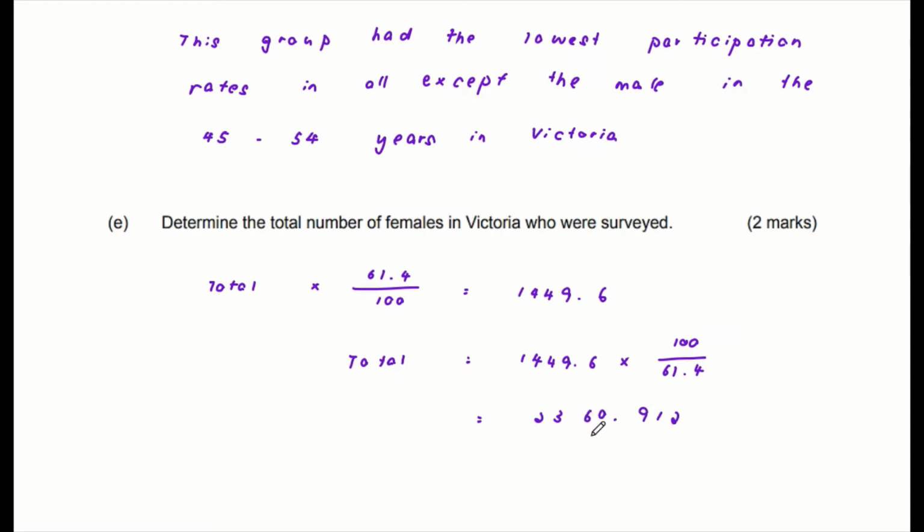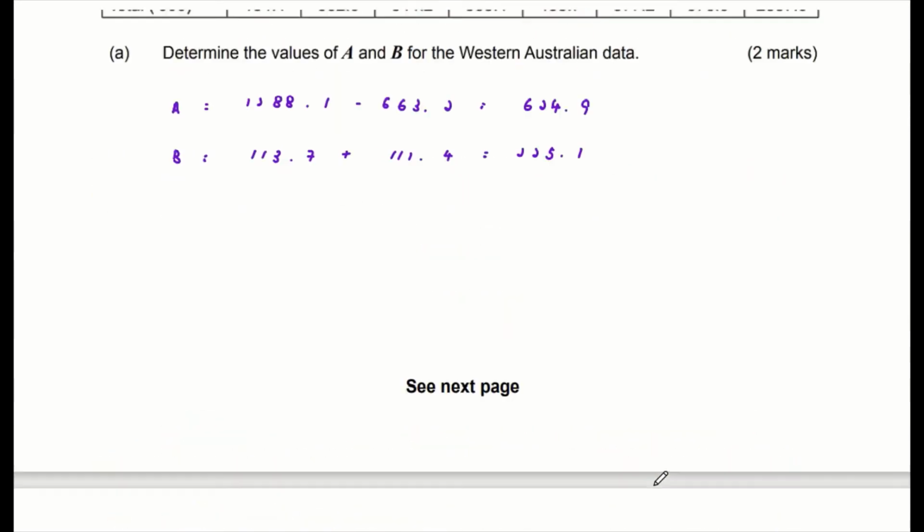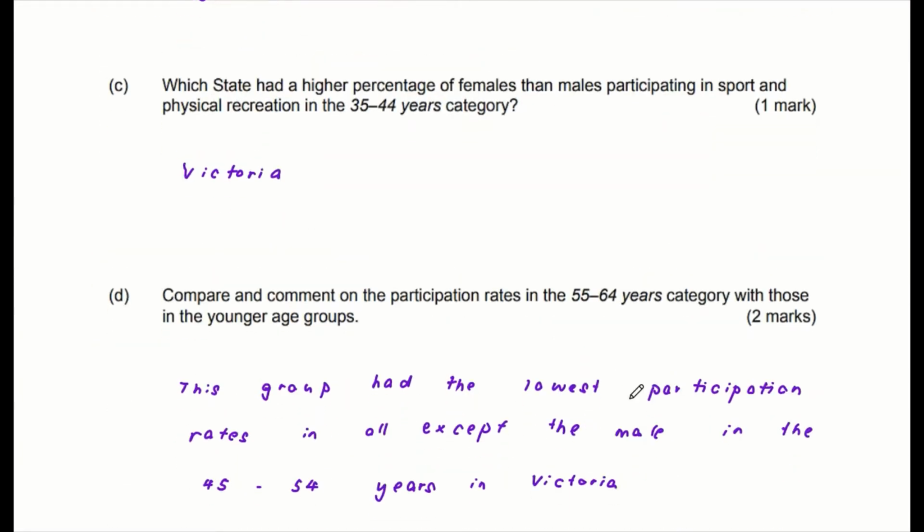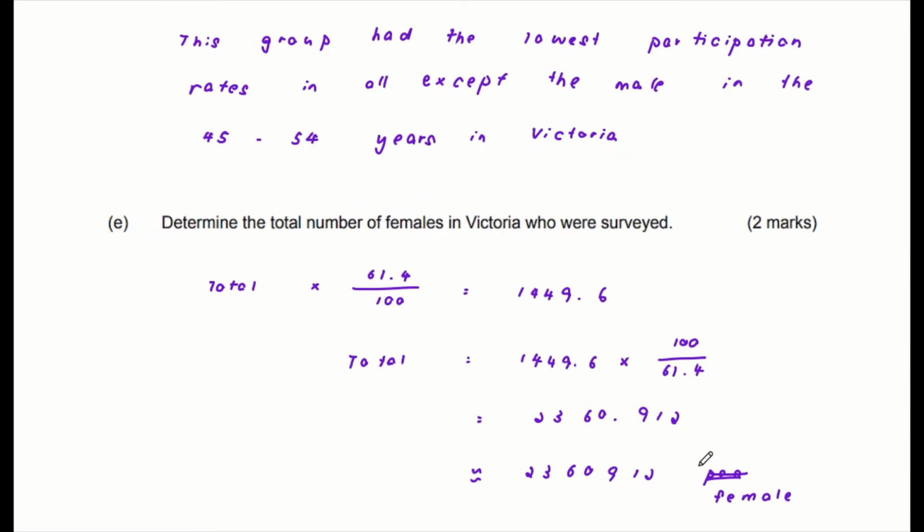2360.912. So we are going to round it off to only 3 decimal places because this means 1000. So in this case, we have 2,360,912 people, female. So that's the idea. All right, so how do I know this? Because when you look at the data here, all these values represent 1000. So after you get the answer, you should change it to 1000. And you cannot have any decimal point because we are referring to the number of people, and that should be a round number, a whole number. Okay, so let's move on to the next one.